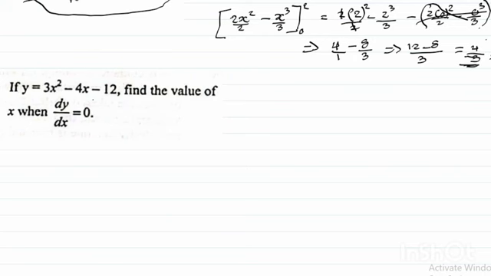So here with this question 3. This question states that if y is equal to 3s squared minus 4s minus 12, find the value of s when dy/ds is equal to 0. So the question is still under calculus, and this one is a differentiation.